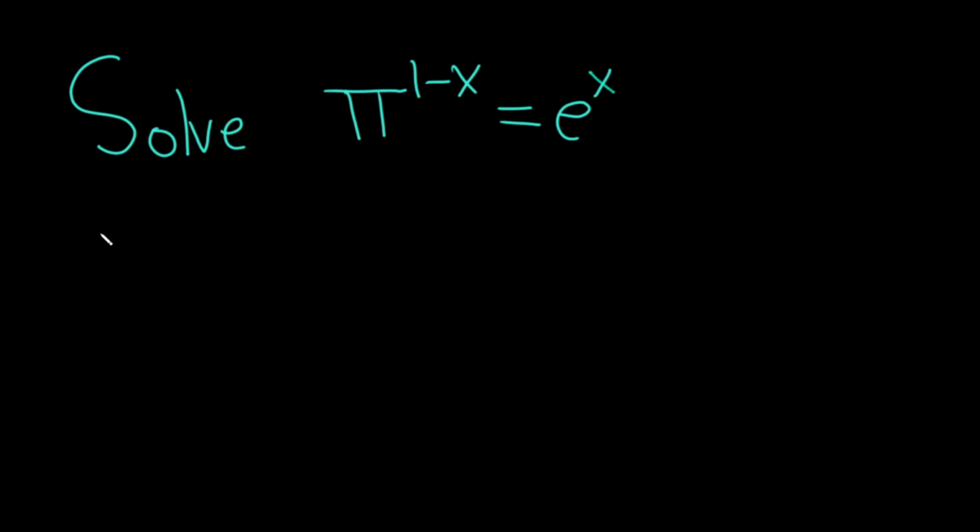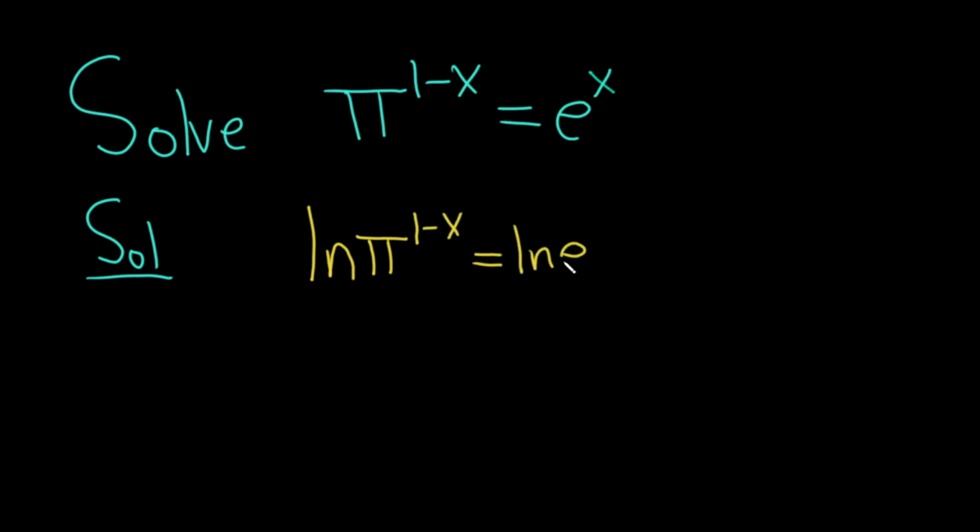Solve pi to the 1 minus x equals e to the x. Solution. So we have an exponential equation, and since it doesn't seem that we can make the bases the same in an easy way, let's go ahead and just take the natural log of both sides. So we have the natural log of pi to the 1 minus x, and that's equal to the natural log of e to the x. Now we're going to use a very powerful formula. It's called the power rule for logarithms.